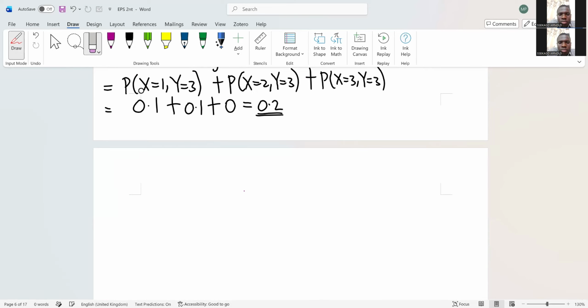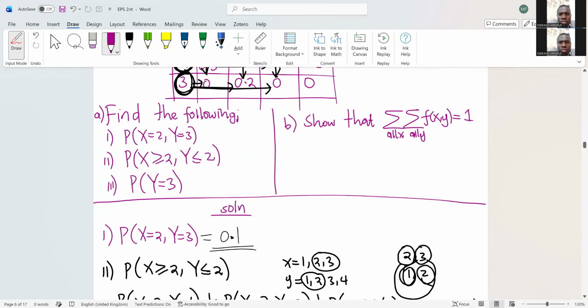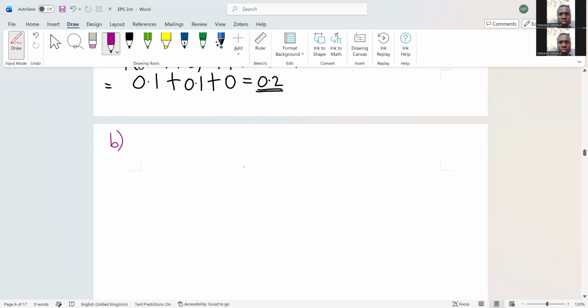For part B, what do we want to show? For part B, we want to show that the sum over all x and y values is a 1. So we sum over all x and over all y, f of x, y, and we show that this is a 1.